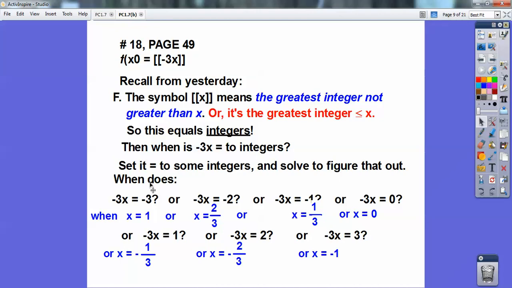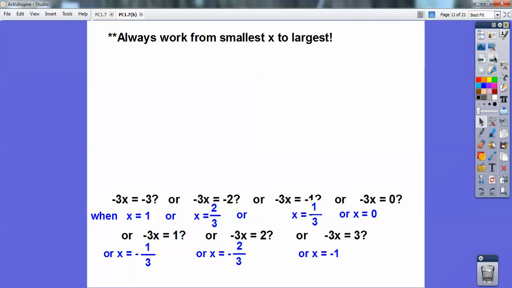And so this is my f of x: negative 3, negative 2, negative 1, 0, 1, 2, 3. Those are my f of x, or my y's. And it gets that when x equals these values right here. So I'm going to set up a table, you guys, and always work from the smallest x to the largest. This is the largest x here. This is the smallest x.